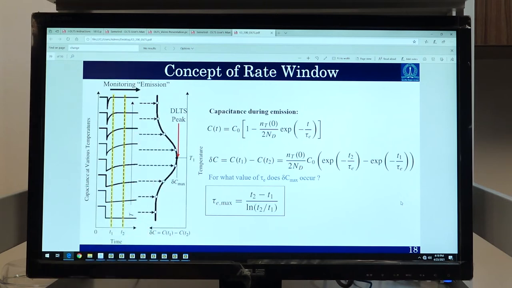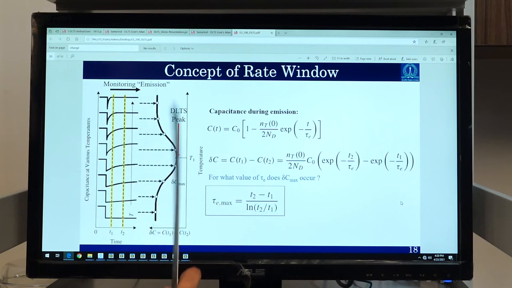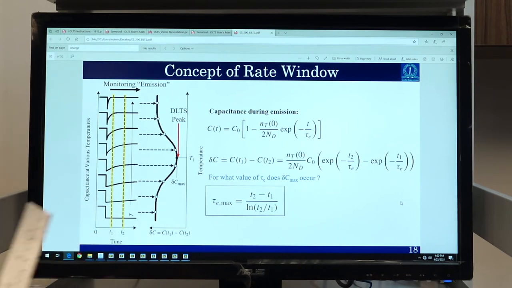Now, how do we get meaningful information out of this transient evolution dependent on temperature? To do that, we take 2 time instants, T1 and T2, and we calculate capacitance at these 2 points. Now, the act of defining a rate window is to determine the maximum change that can happen within this window. So if you select one T1, T2, it would act as a detector for a tau equal to this ratio of T2 minus T1 by ln T2 by T1. So if you vary T1 and T2, you are basically trying to detect a particular time constant.